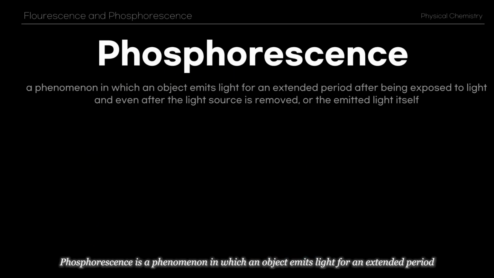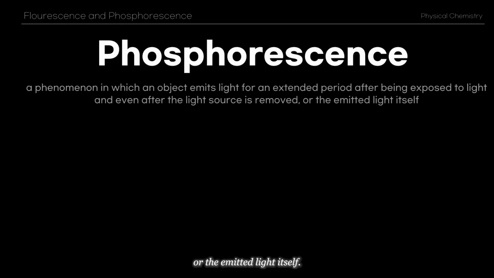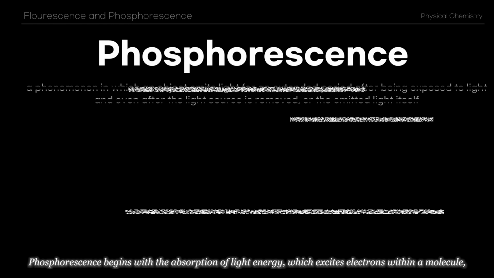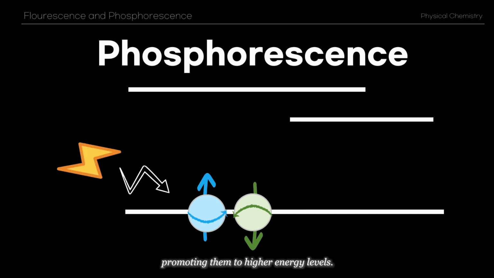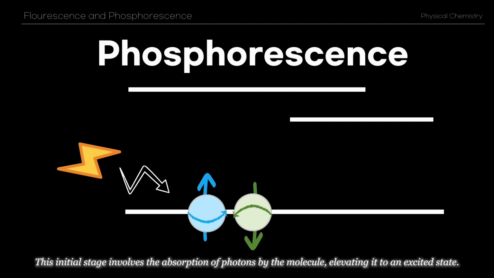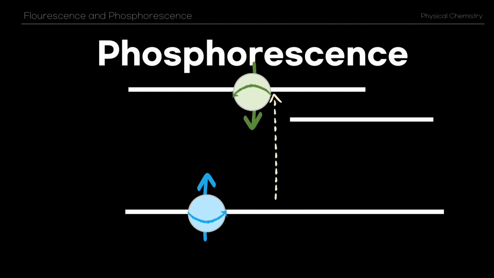Phosphorescence is a phenomenon in which an object emits light for an extended period after being exposed to light, even after the light source is removed. Phosphorescence begins with the absorption of light energy, which excites electrons within a molecule, promoting them to higher energy levels. This initial stage involves the absorption of photons by the molecule, elevating it to an excited state.